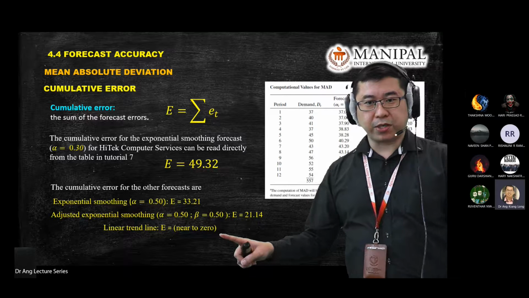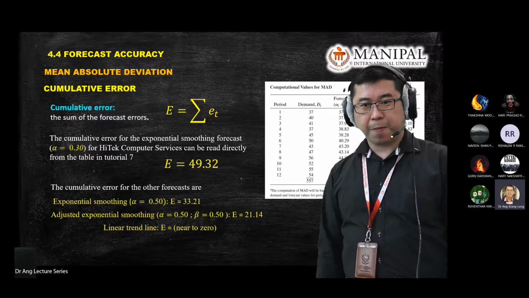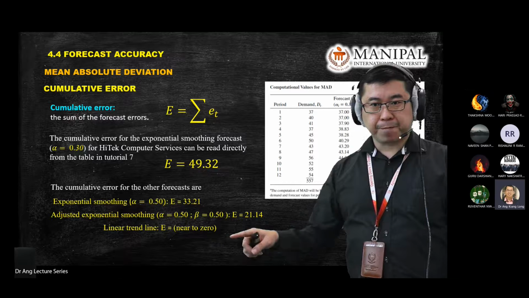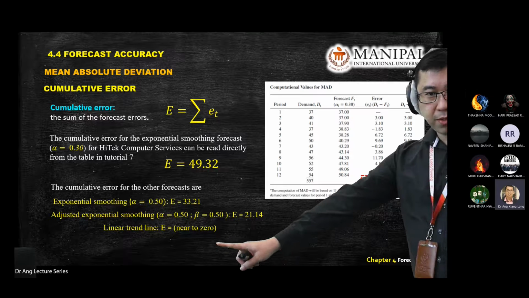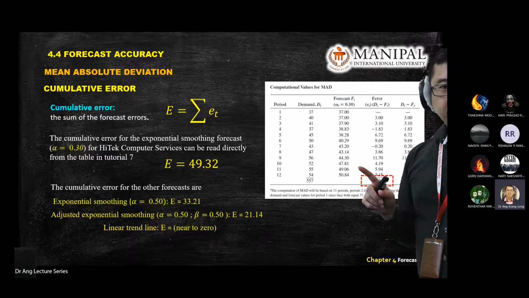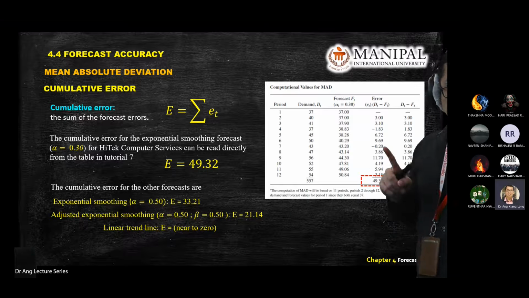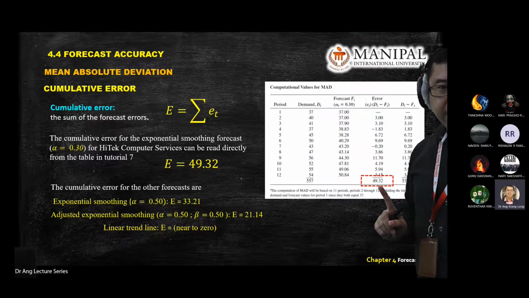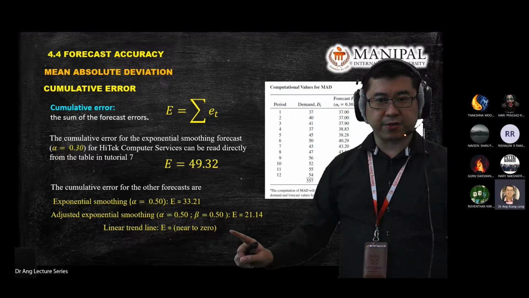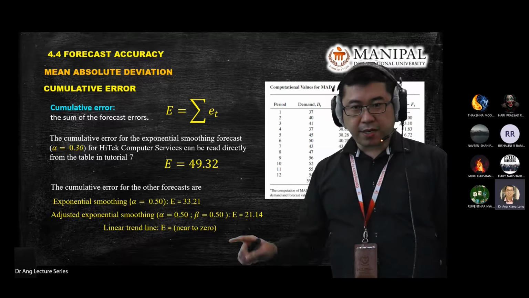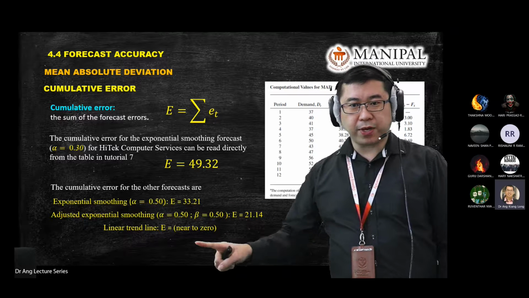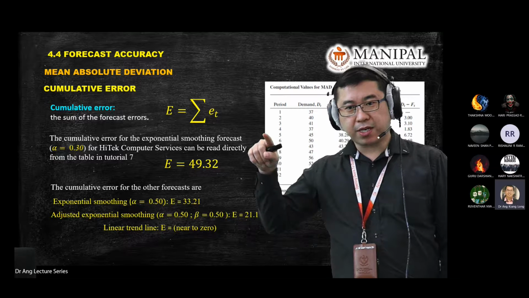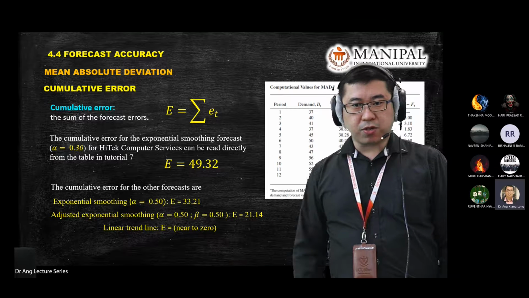This one you can observe from the line. If you look at this data, and you do the normal linear trend line, you will get the cumulative error here. There are some positive values here, but they are very, very small. So you can say it's very near to 0. Copy 49.32, 33.21, 21.14, and for this one, you can use the curly sign, near to 0.